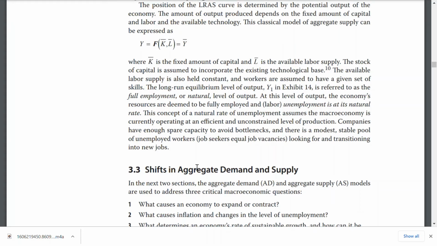The long-run equilibrium level of output Y1 in Exhibit 14 is referred to as the full employment or natural level of output. At this level of output, the economy's resources are deemed to be fully employed, and labor unemployment is at its natural rate. The concept of the natural rate of unemployment assumes that the macroeconomy is currently operating at an efficient and unconstrained level of production. Companies have enough spare capacity to avoid bottlenecks, and there is a modest, stable pool of unemployed workers. Job seekers equal job vacancies, with workers looking for transitioning into new positions.